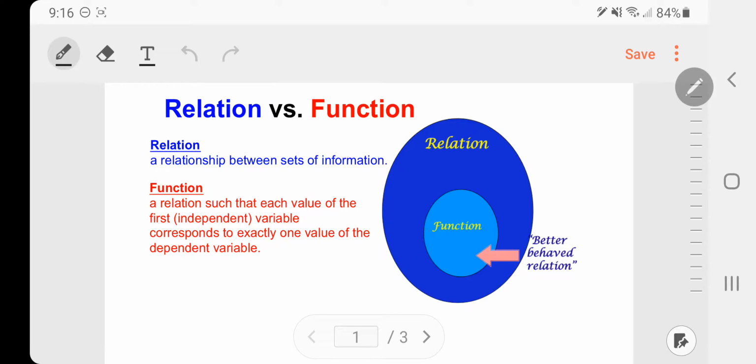There's no specificity to how your two sets of information relate, whereas a function is a relation, okay, but it's a more specific relation where each of your values in your domain maps to one value in your range. Okay, and as you can see by this chart here, all functions are included as relations, but all relations are not necessarily functions. You can see that it says that a better behaved relation is a good way to define it. It's a more specific relation, again, as it relates to functions.